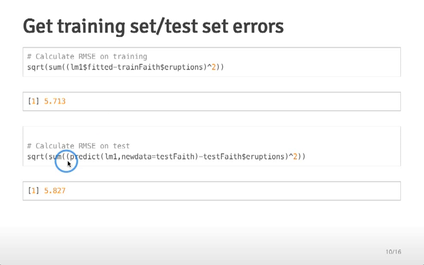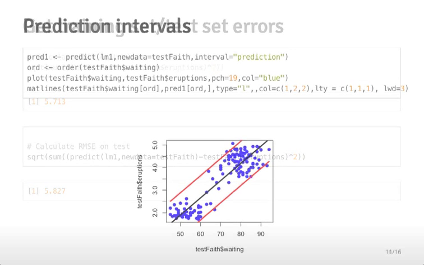Then on the test set, if you do the same thing, we're now going to use the predicted values from the LM on the test set, and we're going to subtract the actual values, which we know in this case of the test set data points, and we can calculate the root mean squared error on the test set, and it turns out to be slightly higher, 5.827. So in general, when you build a model on a training set and then test it on a testing set, the test set error will be slightly larger than the training set error.